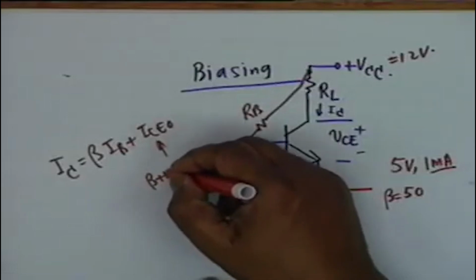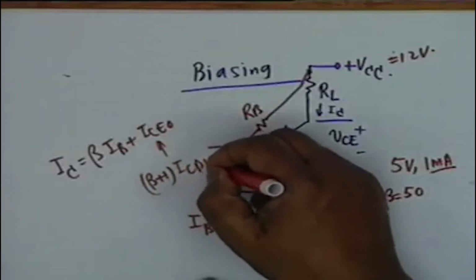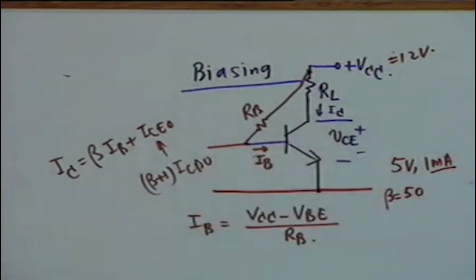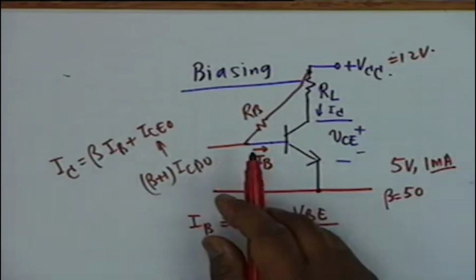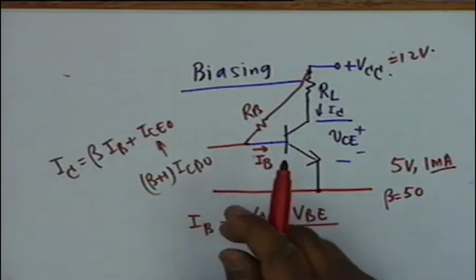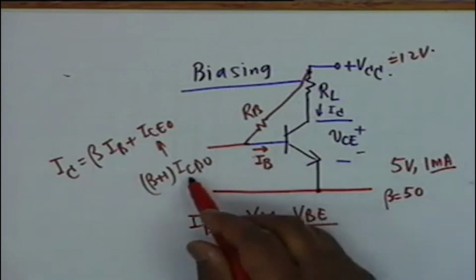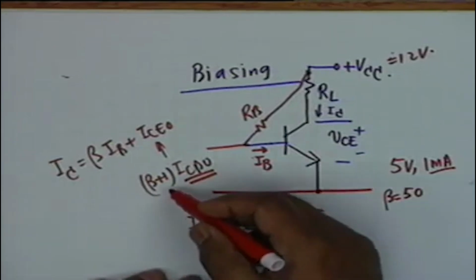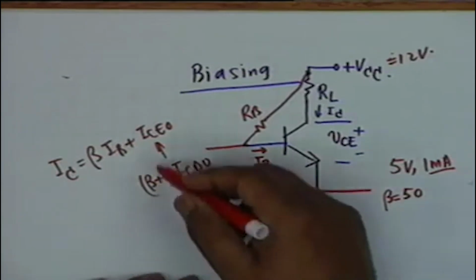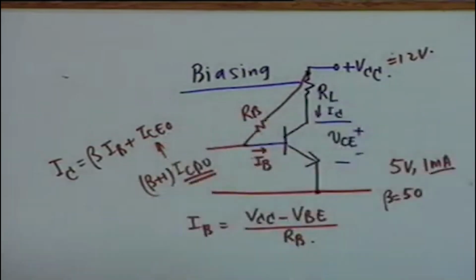Similarly, as you see, ICEO is (beta plus 1) times ICBO, and as soon as temperature changes, ICBO, as you know, doubles for every 10 degrees centigrade rise in temperature. The law of variation of ICBO approximately is that it doubles for every 10 degrees centigrade rise of temperature, and therefore if temperature changes, then ICBO rises, this quantity changes, and therefore once again the Q point goes bad.